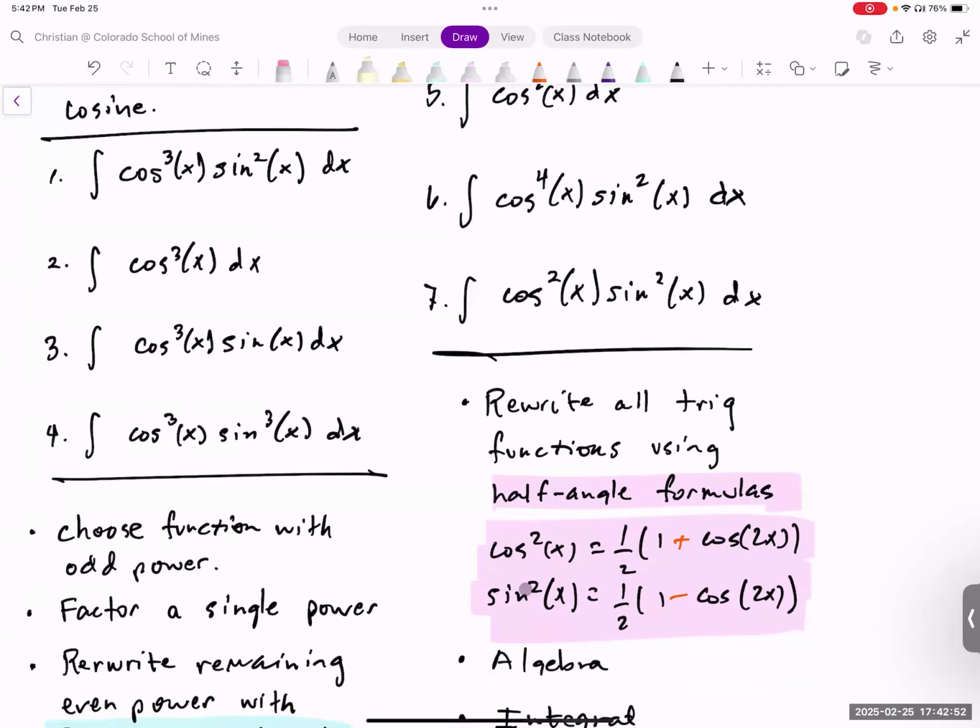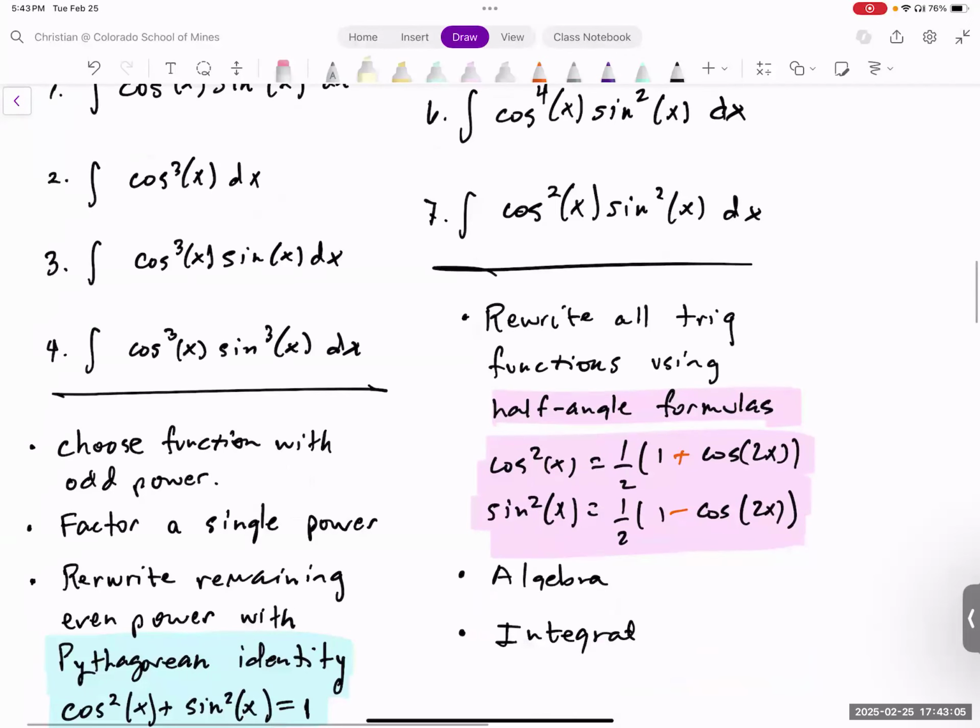Cosine squared x and sine squared x are a half times 1 plus or minus cosine 2x. The plus version goes with cosine. The negative version goes with sine. I tend to remember that because, the plus version I put with the cosine here and the cosine here because they match.